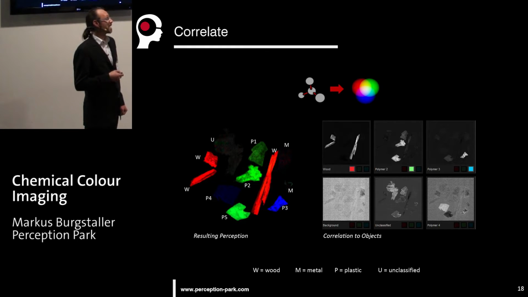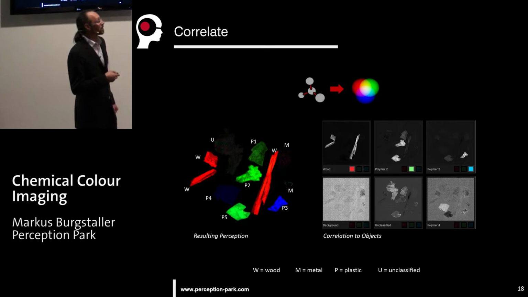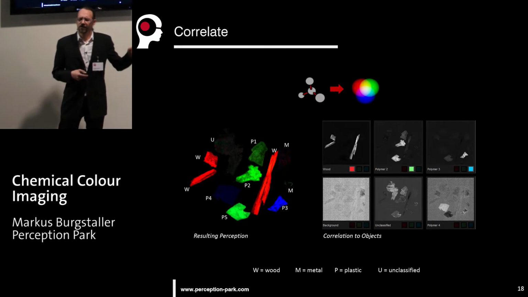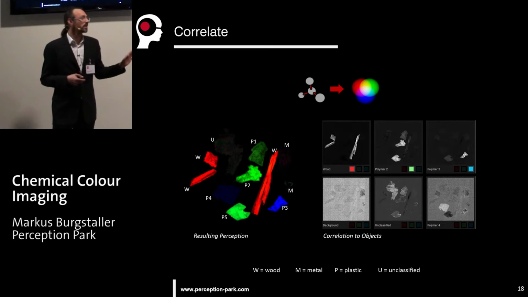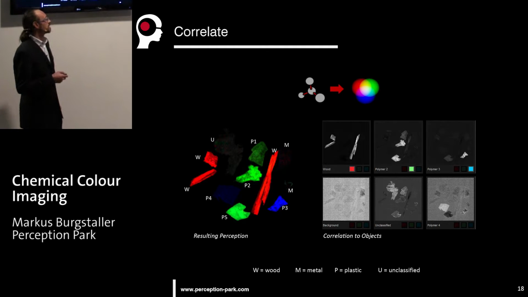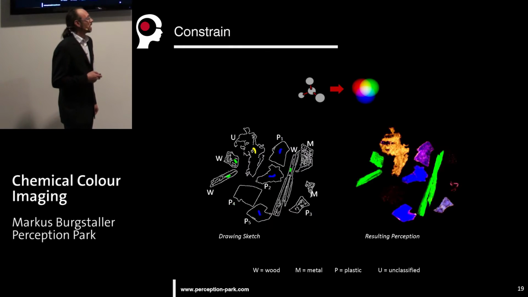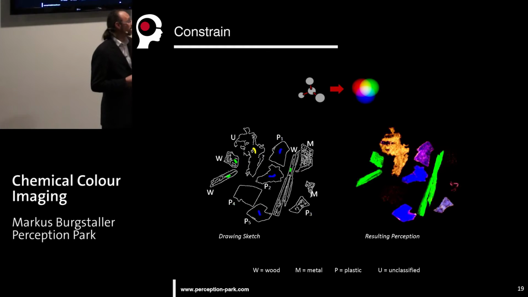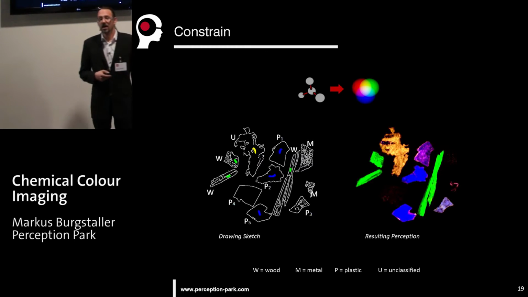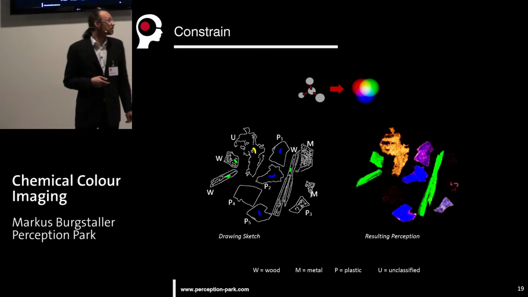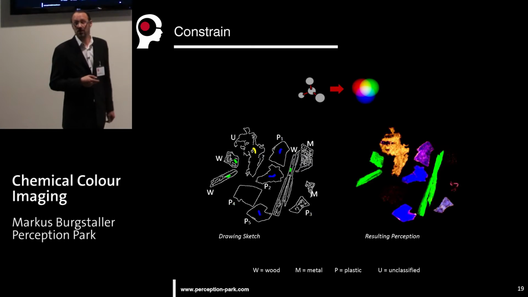Simply by assigning this image to red, this to green, this to blue, we get out this image. And that follows maybe more our expectations. So we can see polymers are in a bluish color, wooden objects are in a red color. But really challenging applications, I have to say, we typically solve with the Correlate, the Constrain methodology.